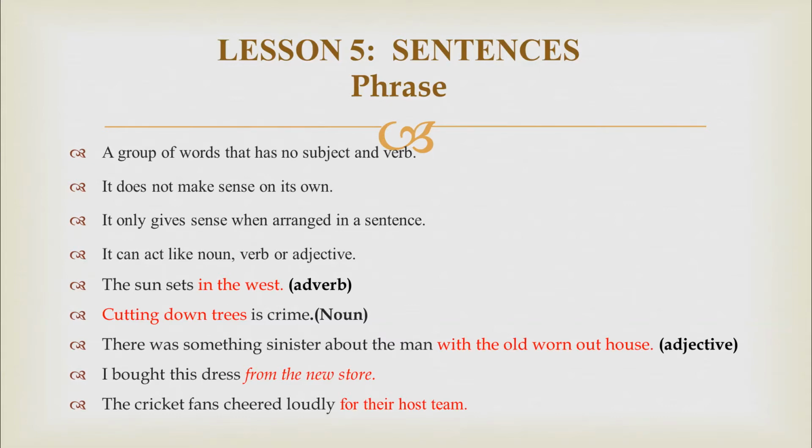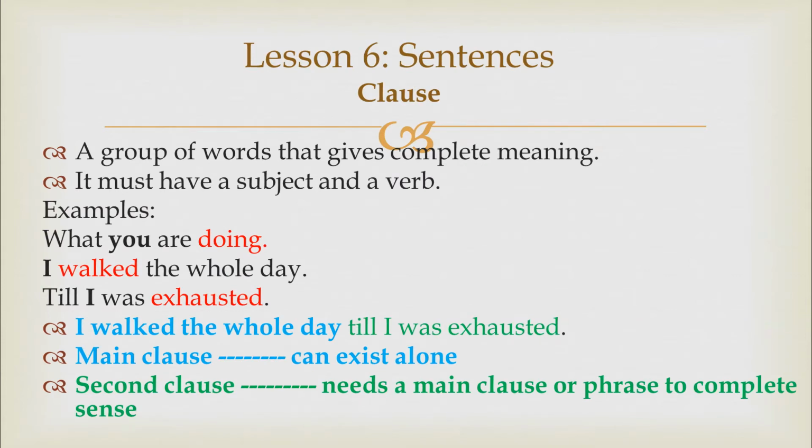We will move to lesson number 6, that is Clause. Clause is a bigger unit than a phrase. A clause can give complete meaning on its own. It is also a group of words, but it gives complete meaning, whereas a phrase does not give complete meaning on its own. A clause must have a subject and a verb, whereas a phrase should not have a subject and a verb.